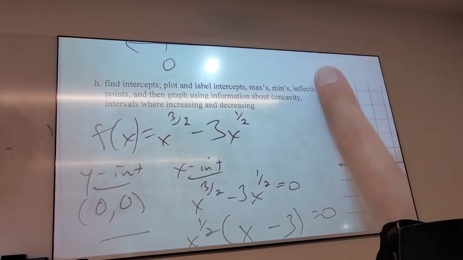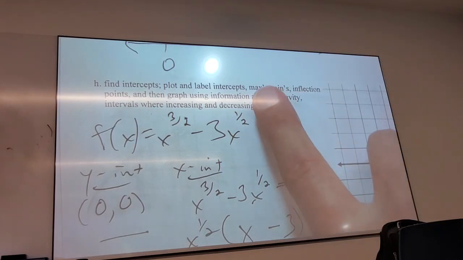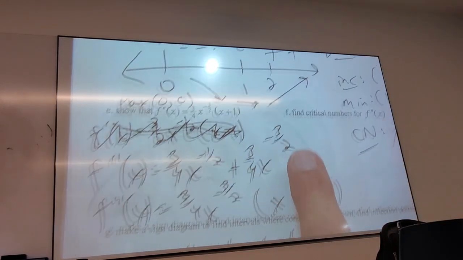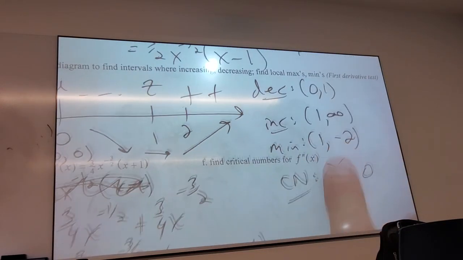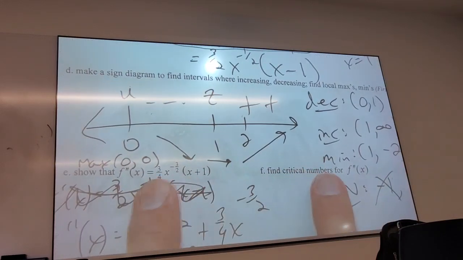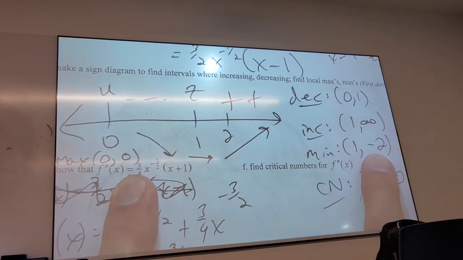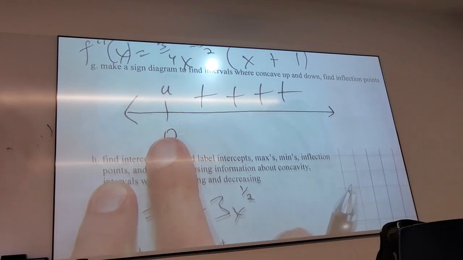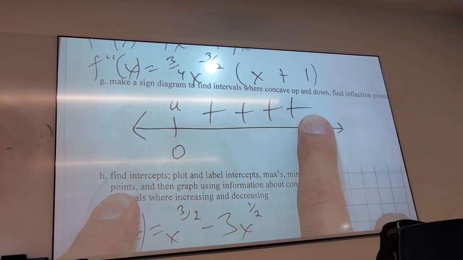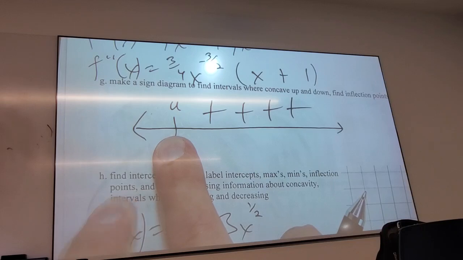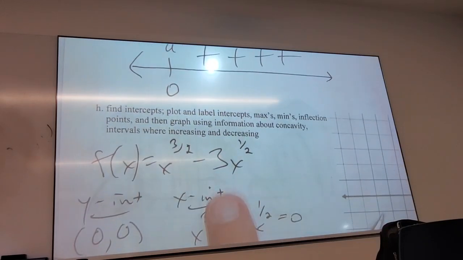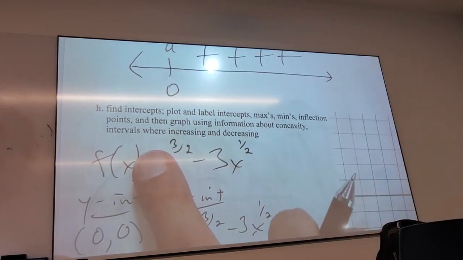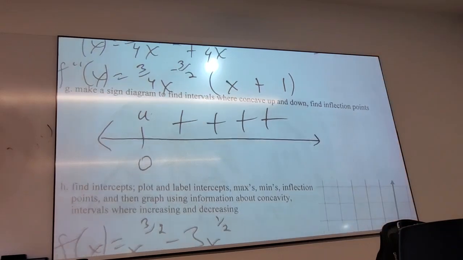What else do I ask you to find? Max and mins. We found that up here, right? Our max is (0, 0), our min is (1, -2). Inflection point. Do we have any inflection points? No, because it's always concave up, except for right there where things start, it's a little weird. Increasing, decreasing, okay, so here we go, you ready?